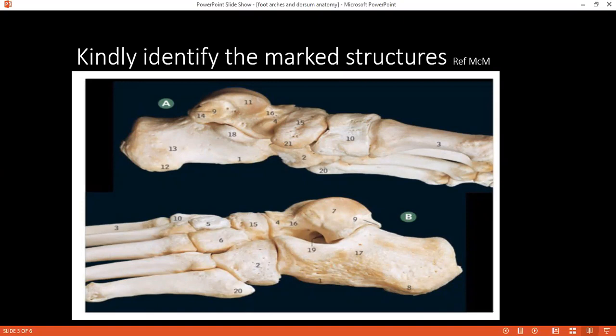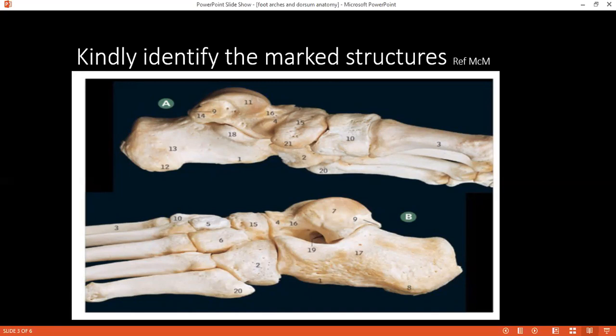So there are 3 arches: medial longitudinal arch, lateral longitudinal plantar arch, and then there is the transverse arch. Can you please tell me the components of each arch? The medial arch is formed by bones which consist of the calcaneum, the talus and navicular, and the 3 cuboid bones, and the 3 medial metatarsal bones.